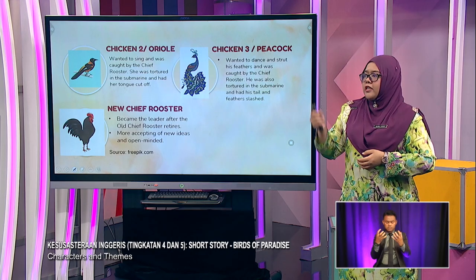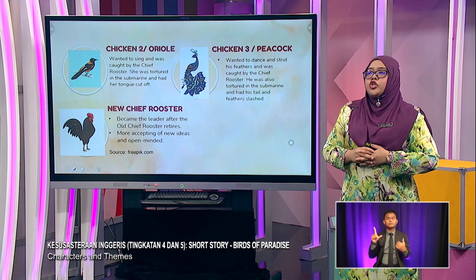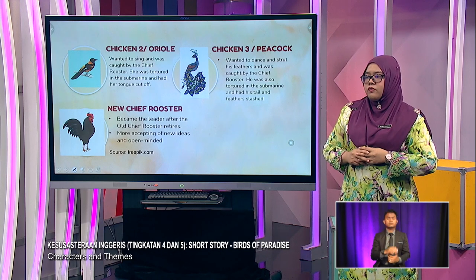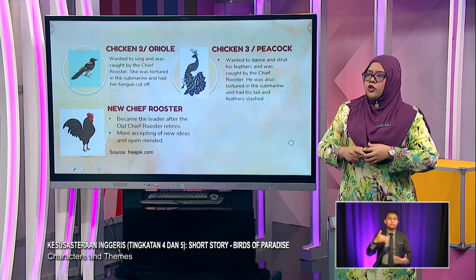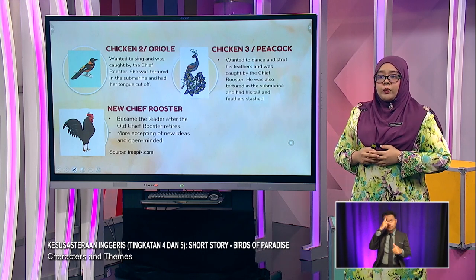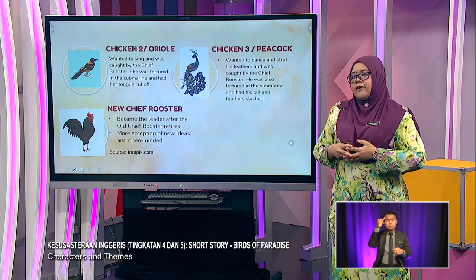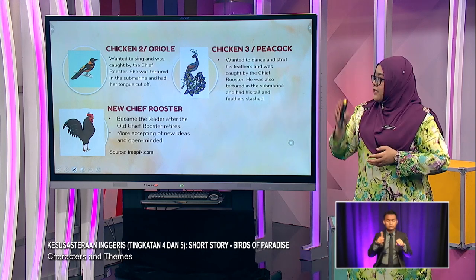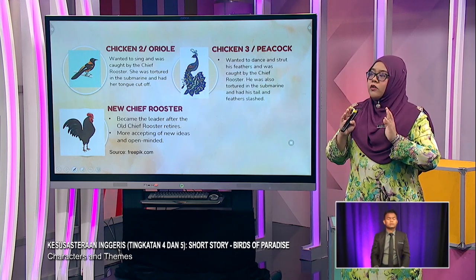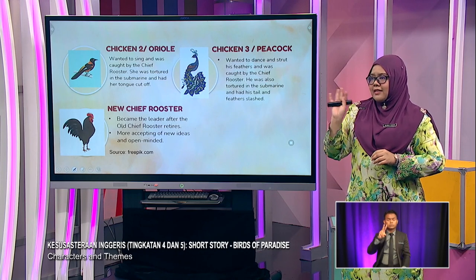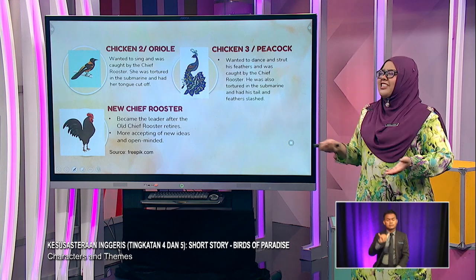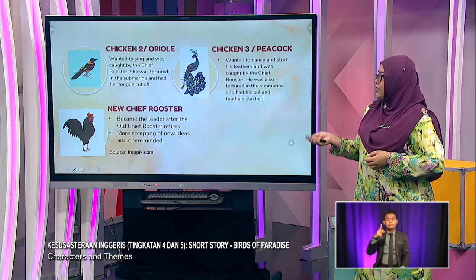But lo and behold, there's another character at the end, the new chief rooster. This new chief rooster became the chief rooster after the old chief rooster retired, and the good thing about him, he's more accepting of new ideas and he's more accepting of the modern way. So he allows these three characters to embrace their new identity. That is the reason why I put a slash there. The second chicken is actually the oriole, and the oriole has a beautiful singing voice. And the third chicken, of course, has beautiful feathers. What kind of bird? Peacock, strutting the feathers. I see. All right. So these are the characters.